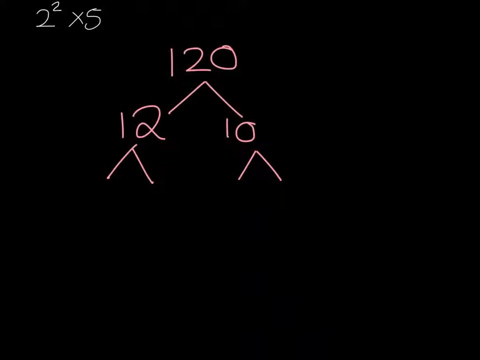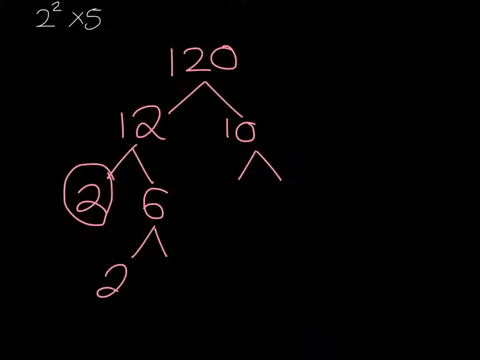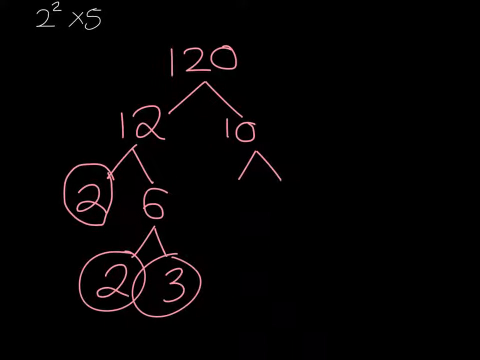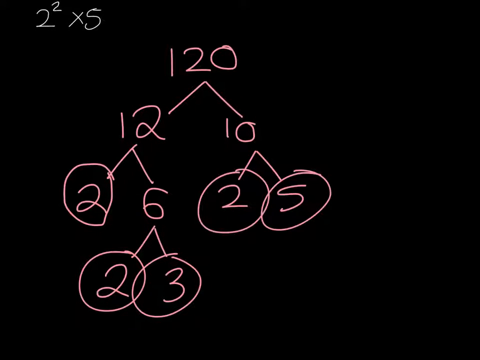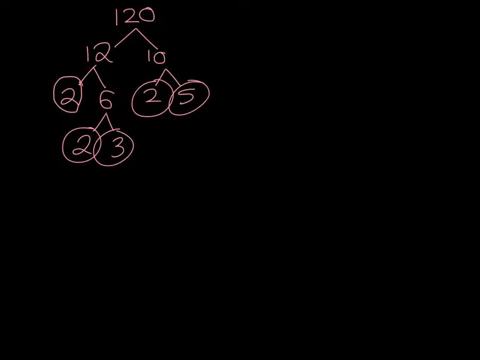So the 12 could be broken up into 2 times 6. 2 is a prime number this time, so I can circle that, whereas the 6 isn't, so I need to carry that branch on still. 6 is made up of 2 times 3, and I've found 2 more factors, both prime. 10, if I need to carry that one on, would be 2 times 5, and both are prime numbers, so I've finished the factor tree.